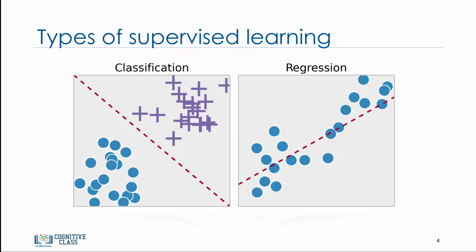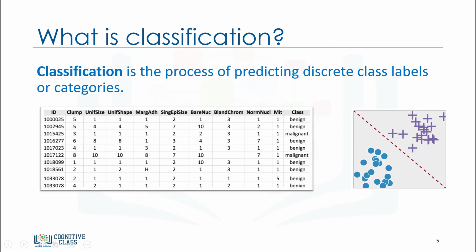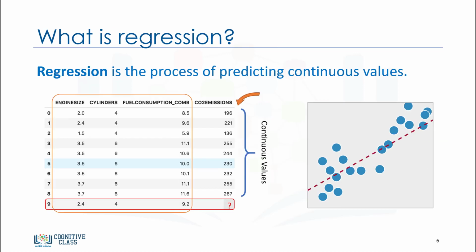There are two types of supervised learning techniques. They are classification and regression. Classification is the process of predicting a discrete class label or category. Regression is the process of predicting a continuous value as opposed to predicting a categorical value in classification.